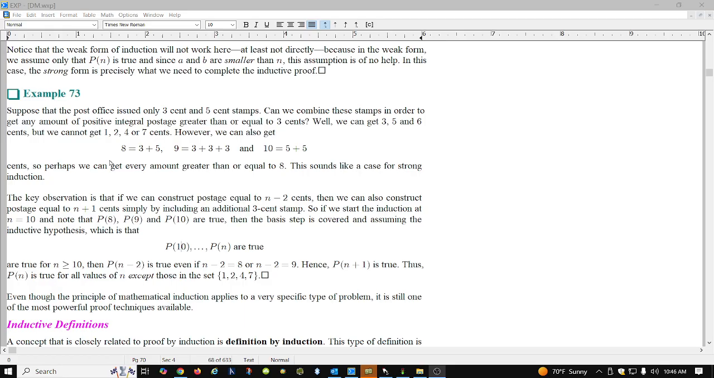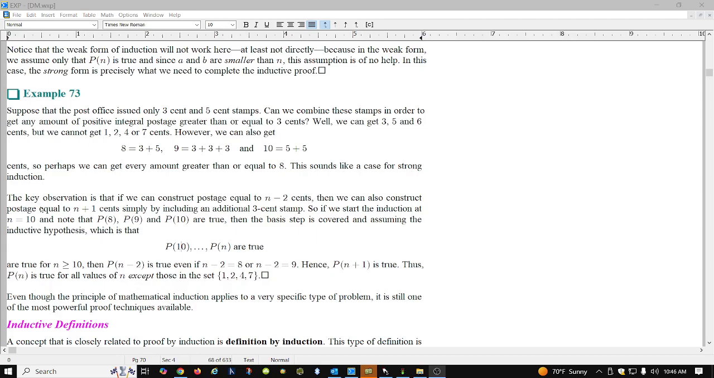We can get 6, can't get 7. So it's not clear so far what pattern there might be, but we can get 8-cent postage, 9 cents, and 10 cents. So now it's beginning to look like maybe we can get all postage 8 cents or more. And that sounds like a case for induction. And it will have to be strong induction, as you'll see. The key observation is that if we can construct postage of n minus 2 cents, then by throwing in a 3-cent stamp, we will get n plus 1 cents postage.